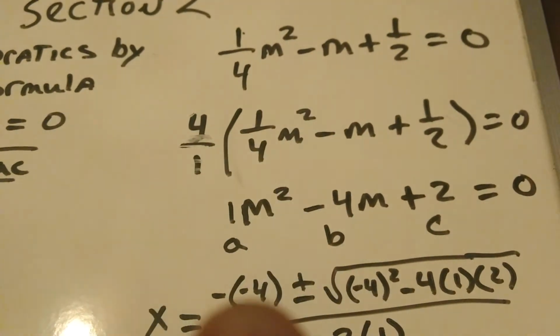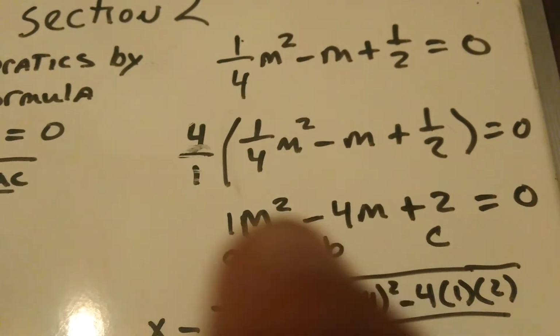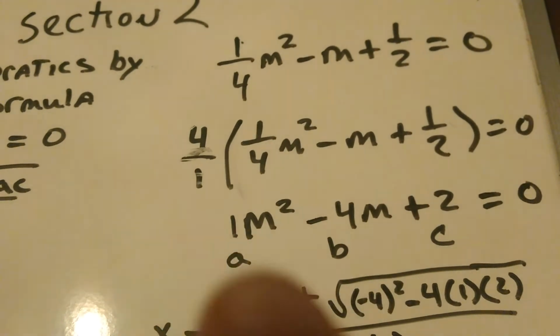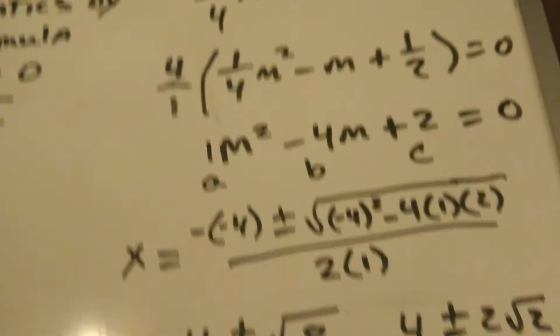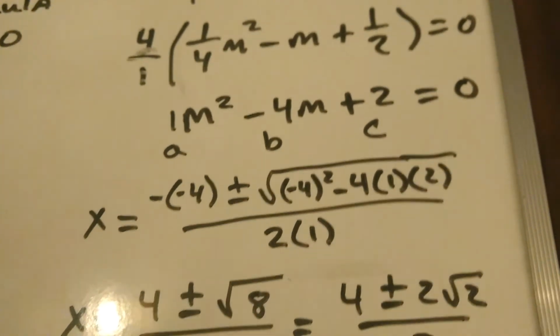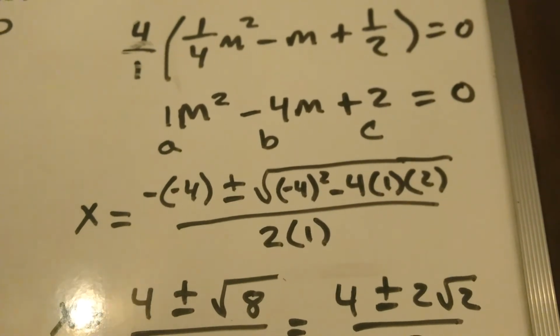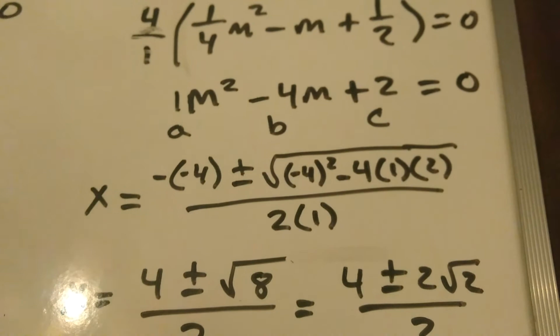The 4 times the 1/4 gave us a 1. The 4 times the negative 1 gave us a minus 4. 4 times 1/2 gave us 2. Our a is 1, our b is negative 4, our c is 2. Substituting into the quadratic formula, we get negative negative 4 plus or minus the square root of negative 4 squared minus 4 times 1 times 2, over 2 times 1.